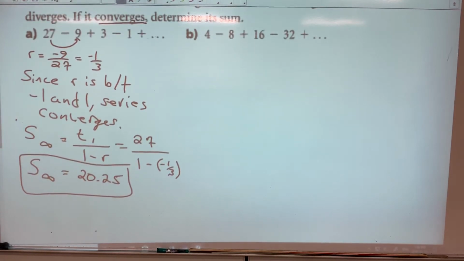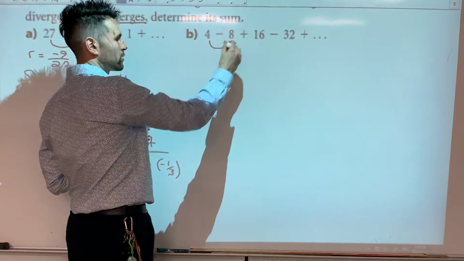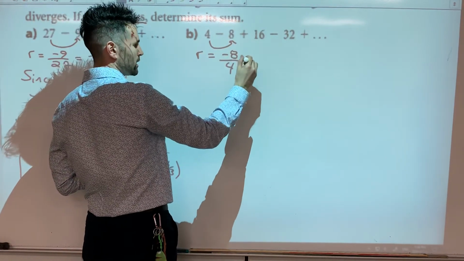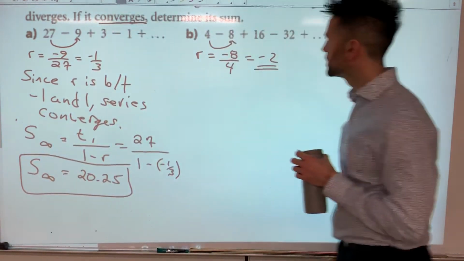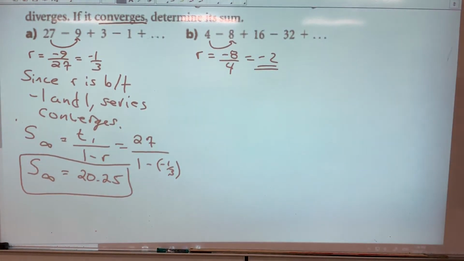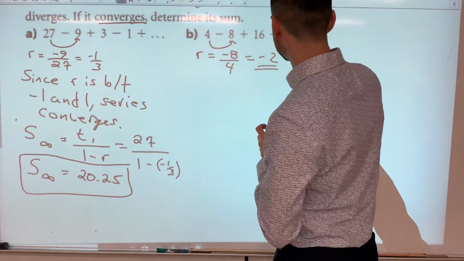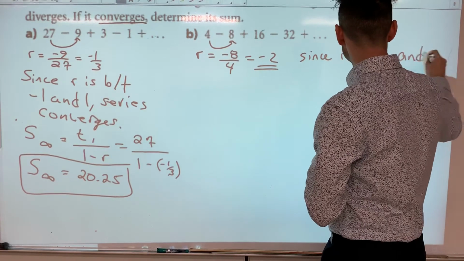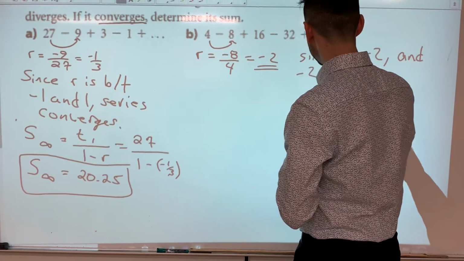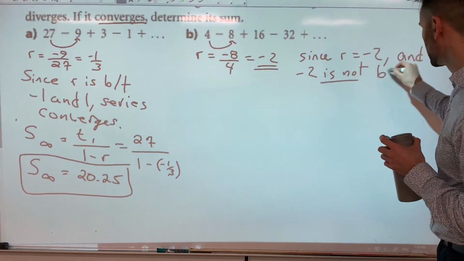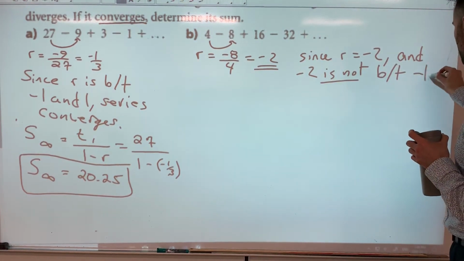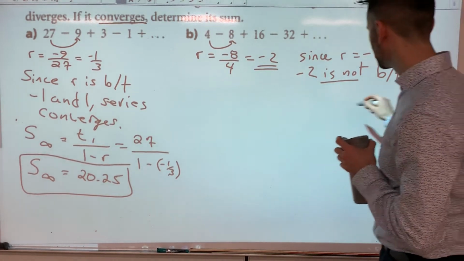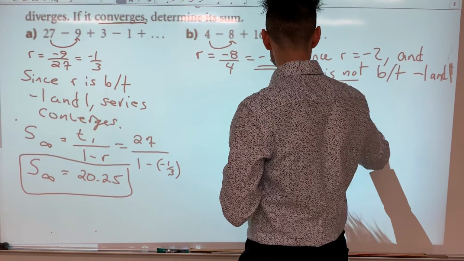Okay, part B. So let's see what happens. The R value, so if I go from there to there, and I just go term 2 divided by term 1, shucks. That's negative 2. So is this series going to converge or diverge? Yeah, so you just say since R equals negative 2, and negative 2 is not, and be careful, B slash T, not between negative 1 and 1, the series diverges.